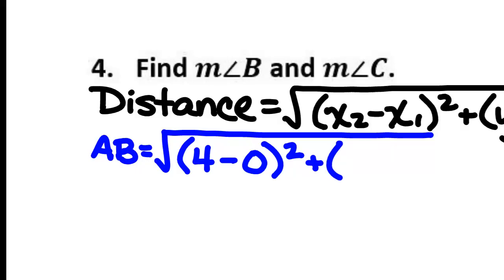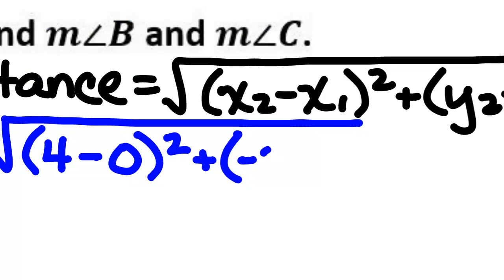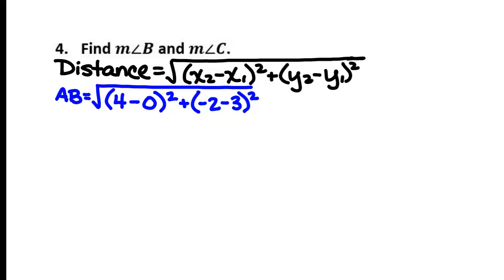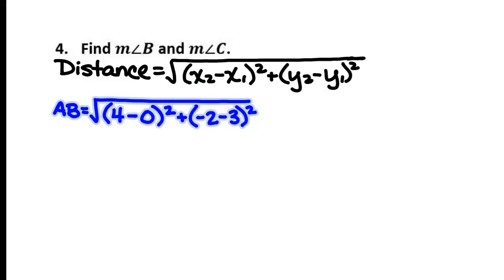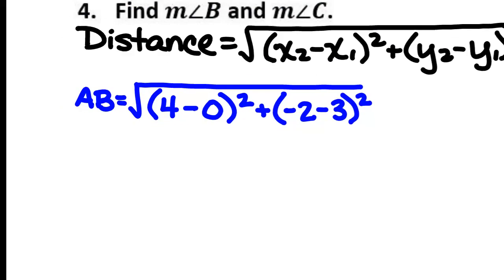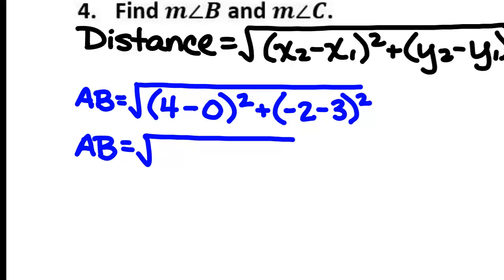Plus y2, which is negative 2, minus y1, which is 3. Close my parentheses and square it. And now we're going to simplify our parentheses. What is 4 minus 0? 4. So I have 4 squared plus, what's negative 2 minus 3? Negative 5. So I have 4 squared plus negative 5 squared.